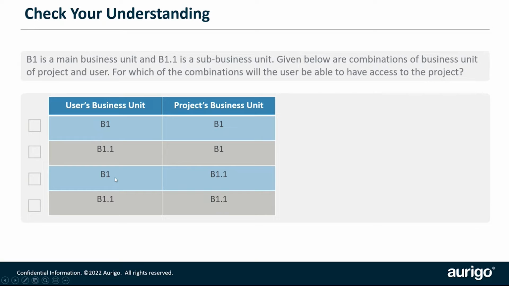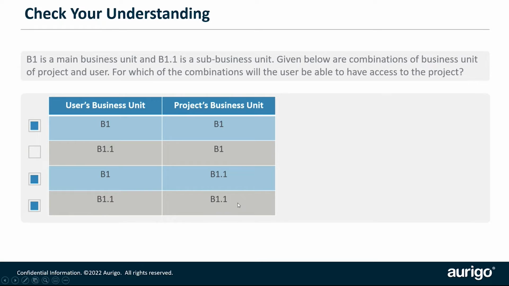The user is eligible to be invited to both these projects because these two are part of the child business units, which are part of the parent business unit, B1, which the user is invited to. Now, the fourth option. So this is possible. The fourth option is B1.1, B1.1. Again, it's a direct association. This user can be invited to the project because both are associated to the child business unit.